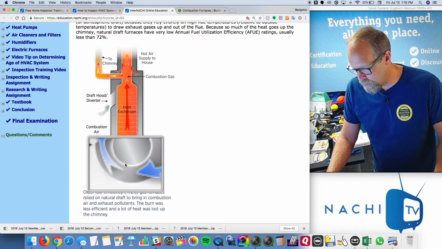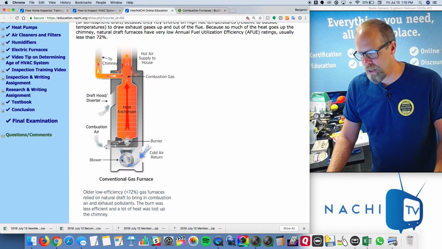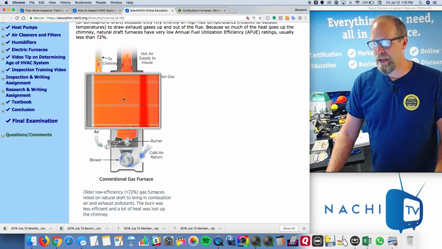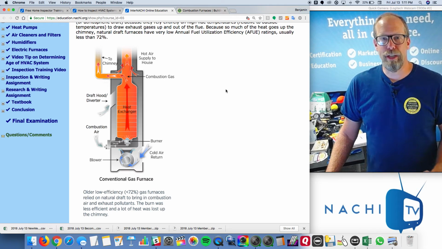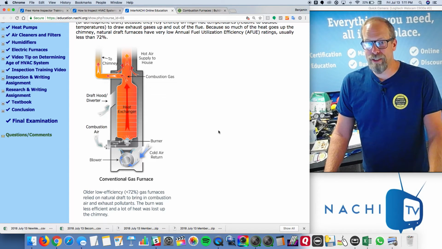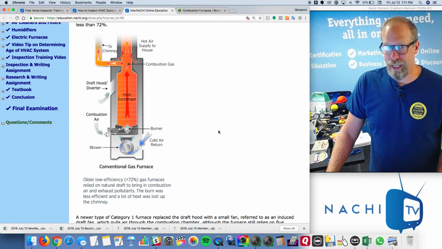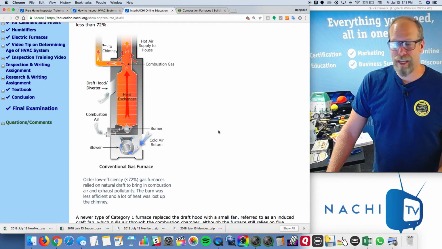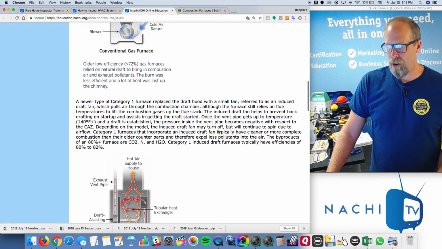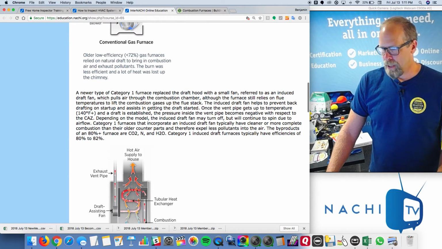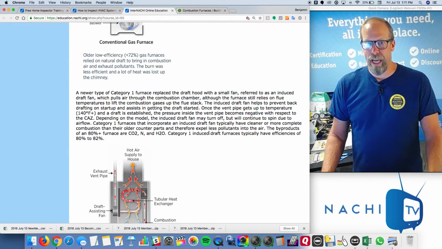And then the circulator fan or the blower fan turns on, moves that air through the hot heat exchanger and out to the conditioned rooms of the house. That's the old low efficiency, less than 72% efficient gas furnaces that rely on natural draft to bring in combustion air and exhaust products.